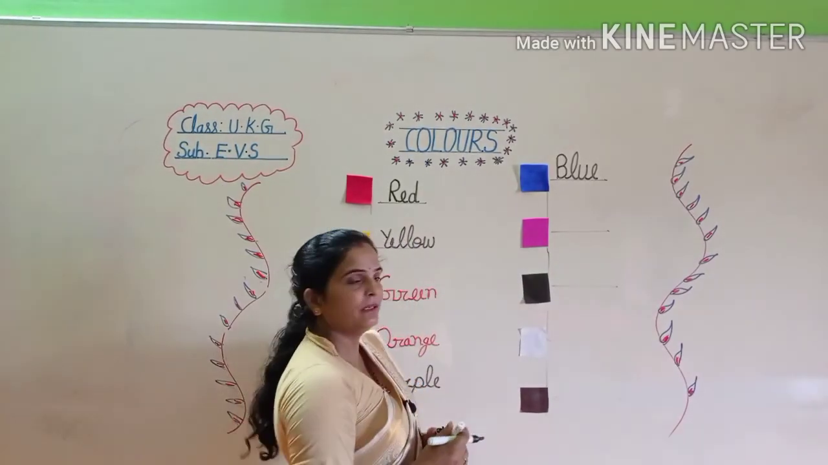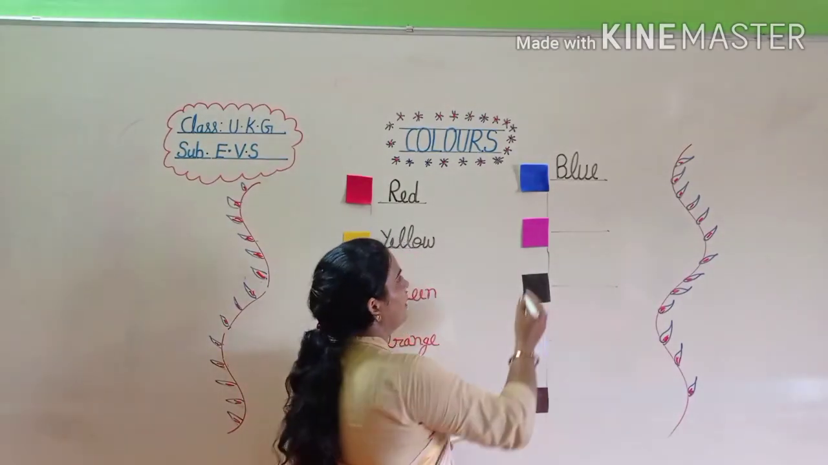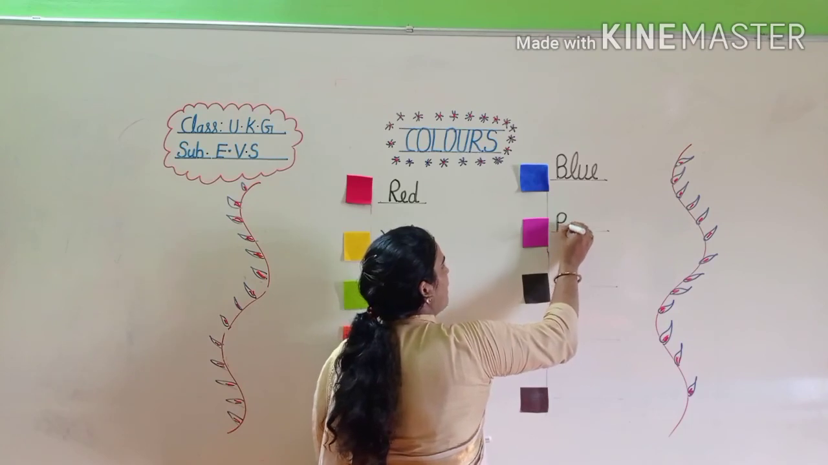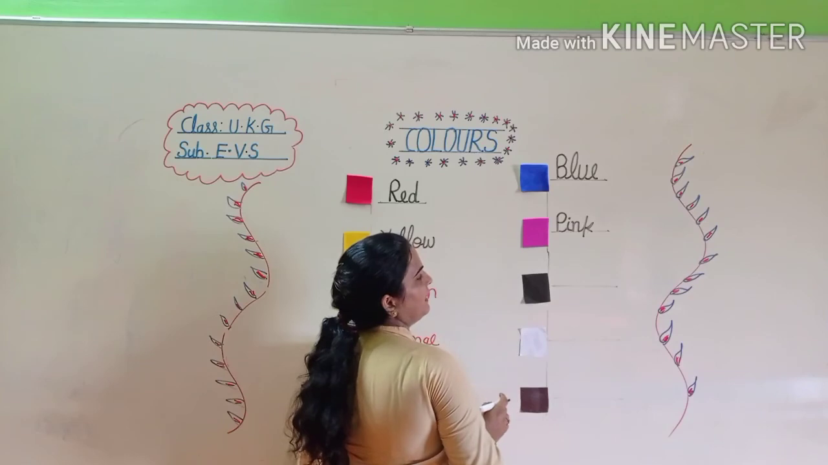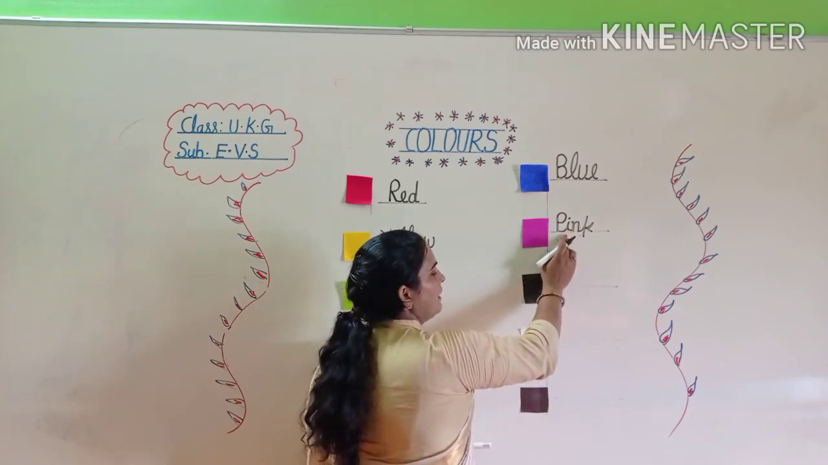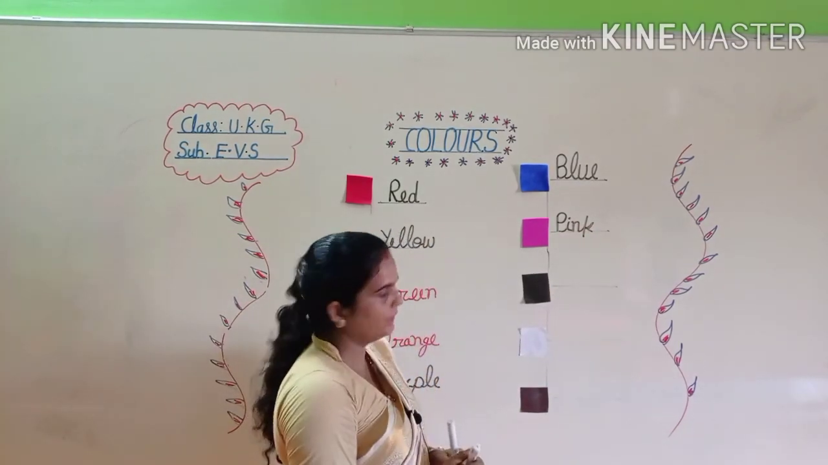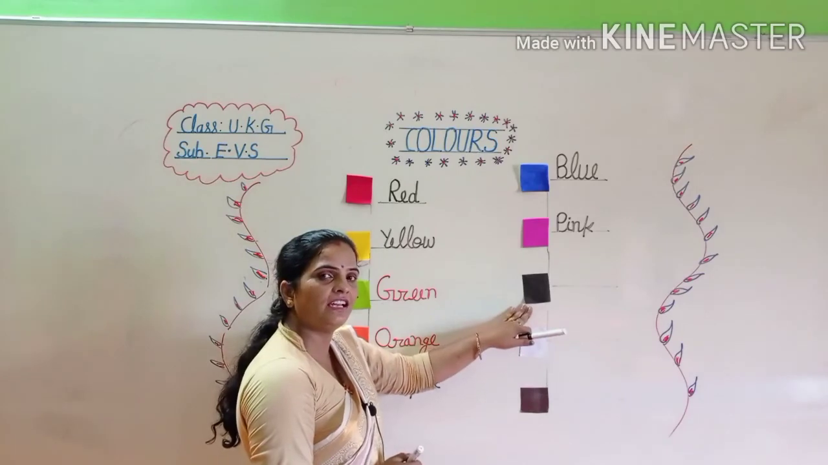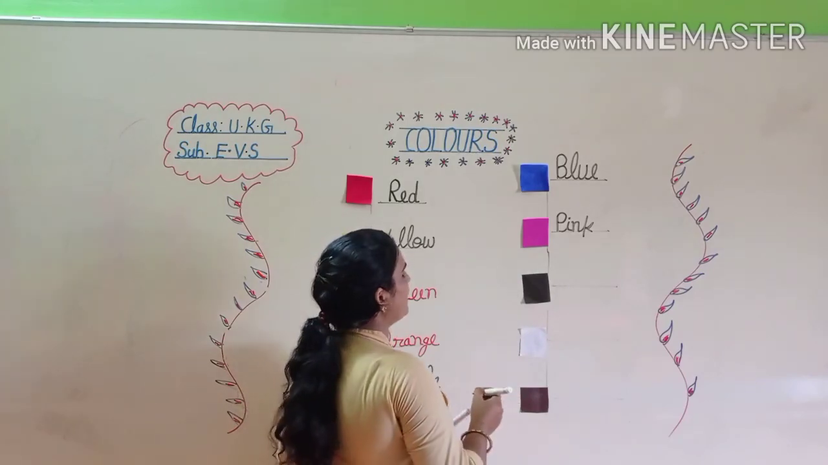This is pink color. The spelling of pink. Which color is this? This is black color. The spelling of black.